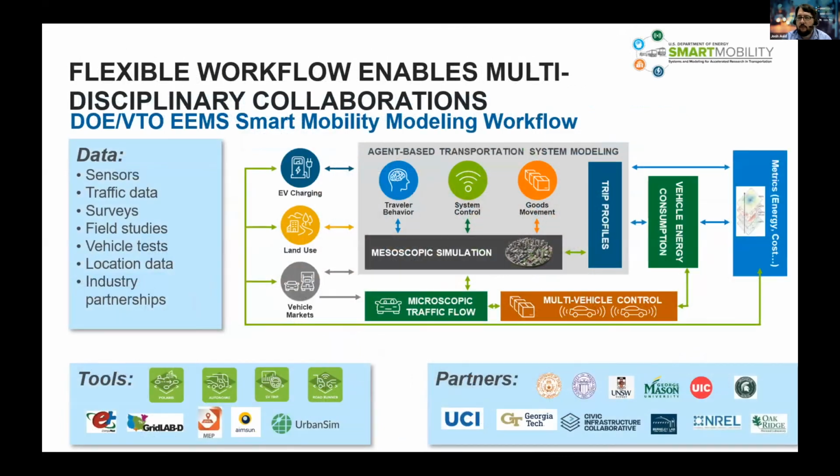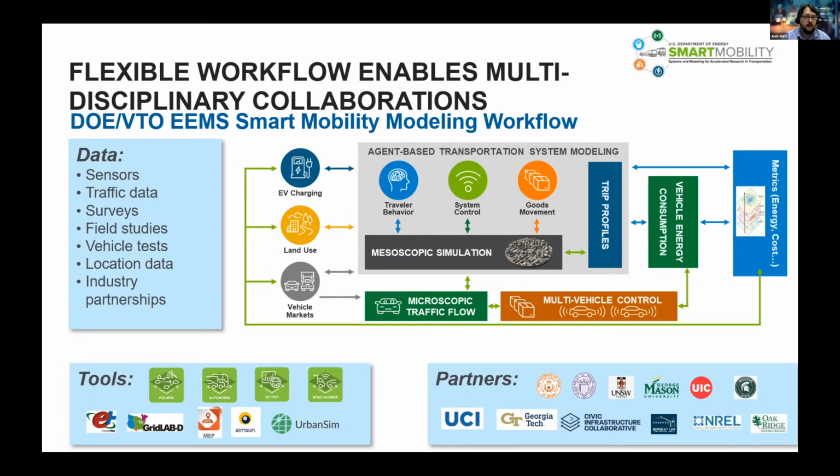To address the complexity of this problem, we have engaged in a multi-year research program, again, across the lab complex and with many university and other industry partners, to develop such a flexible workflow that enables us to engage in this multidisciplinary collaboration and have end-to-end modeling workflows to run upstream from long-term changes in land use and vehicle markets all the way down to how individual vehicles travel and movements change. This workflow connects various tools and consumes many different data generated from different data sources into this end-to-end workflow to generate the metrics that are necessary.